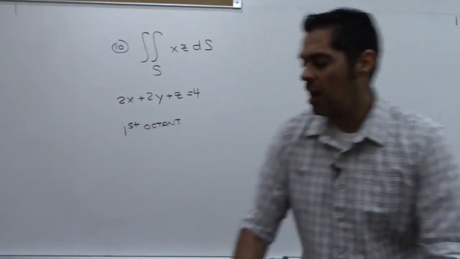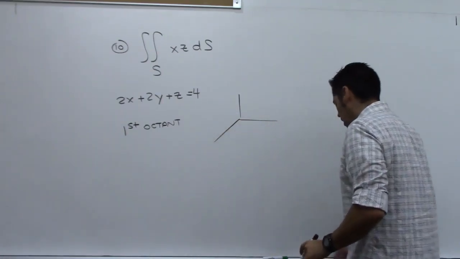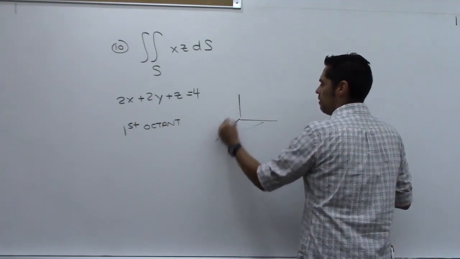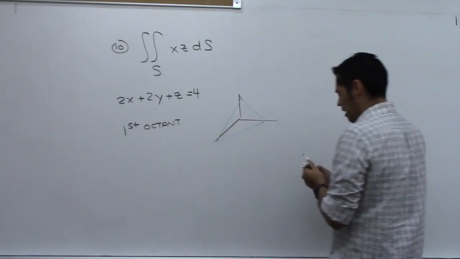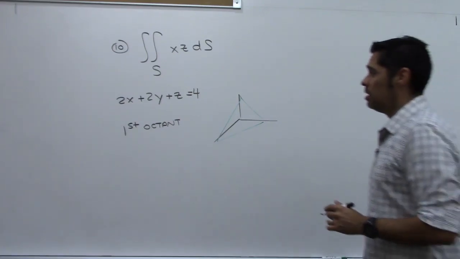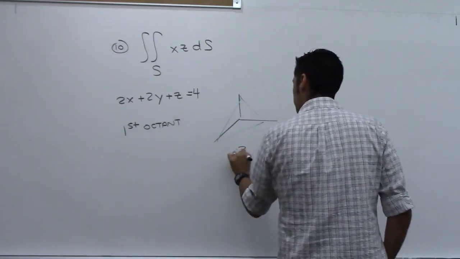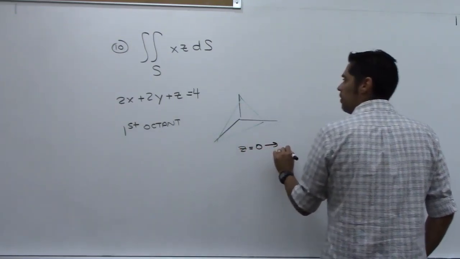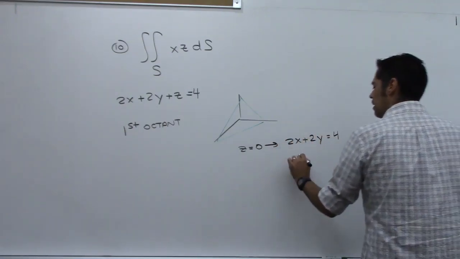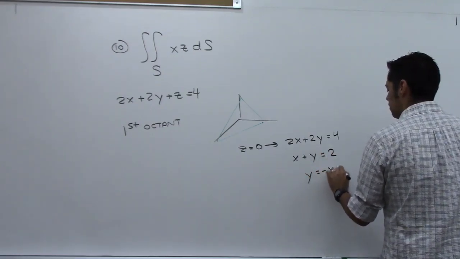So if we're going to be in the first octant, we need to figure out where that plane cuts through. Probably it's going to be something like this. We have almost like a tetrahedron looking thing when that plane cuts through. So I'm going to try and just figure that out first. To do that, I let z be 0. Then I get 2x plus 2y equals 4. That's x plus y equals 2, so y equals negative x plus 2.